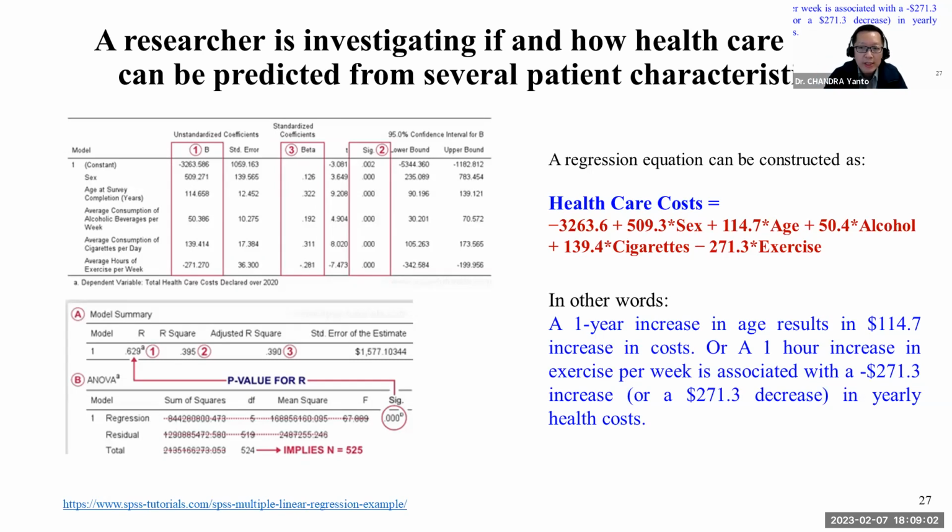A 1-year increase in age results in a 114.7 increase in the healthcare costs, or a 1-hour increase in exercise per week is associated with a minus $271.3 change, or you can also say it decreases healthcare cost by 271.3. So this is how you write it up.